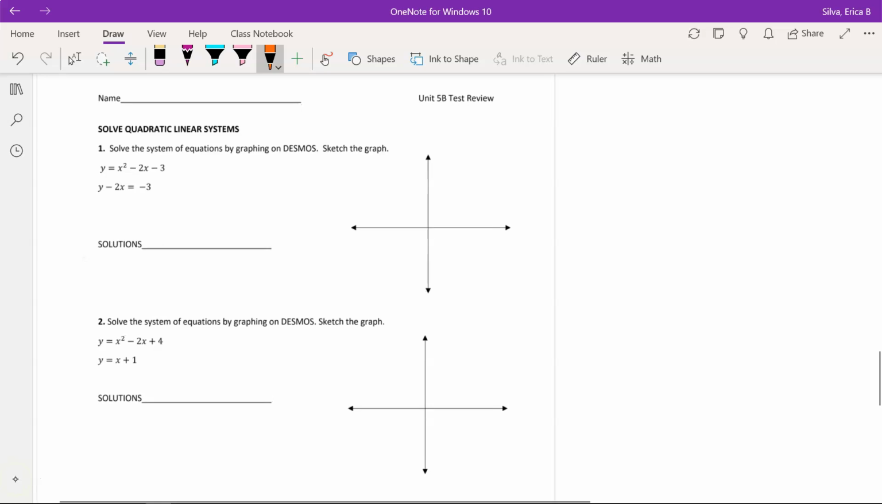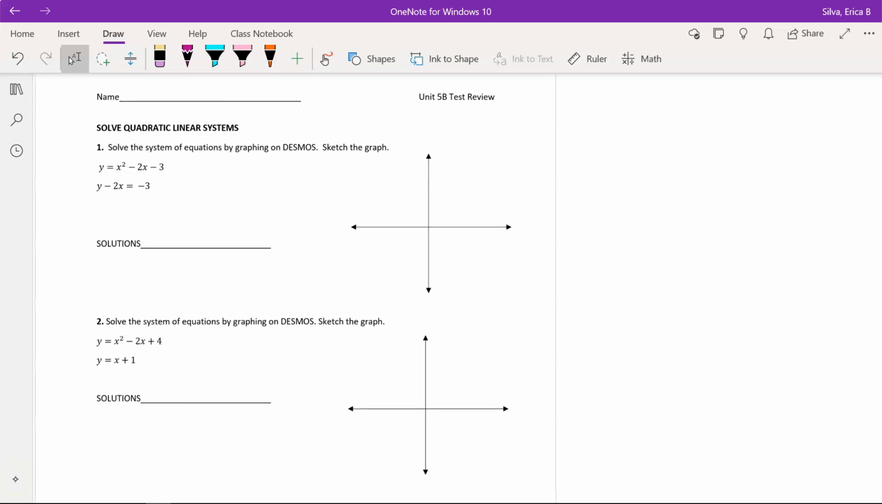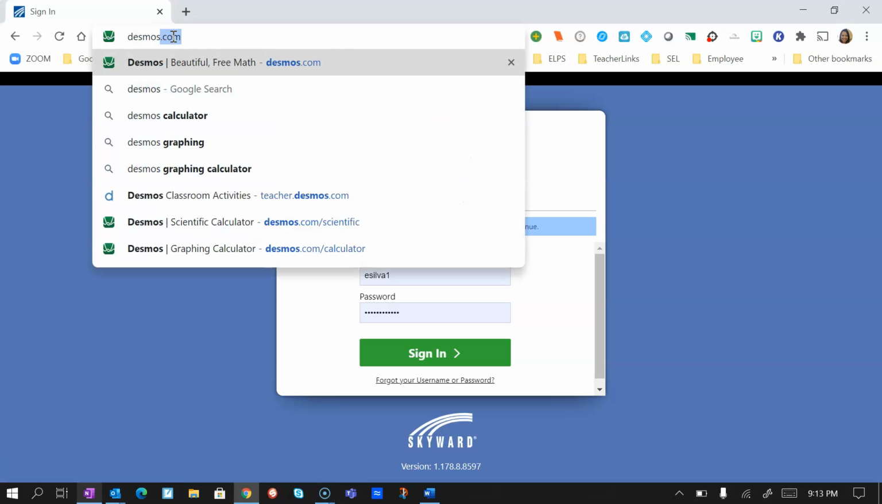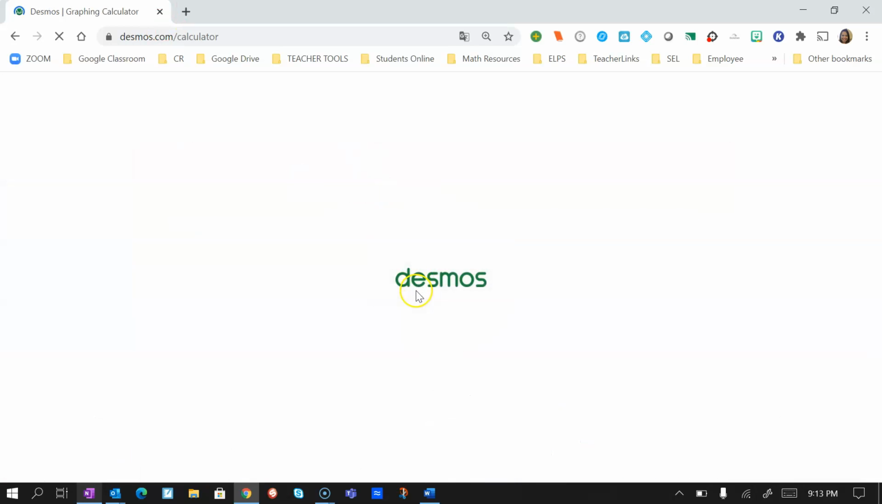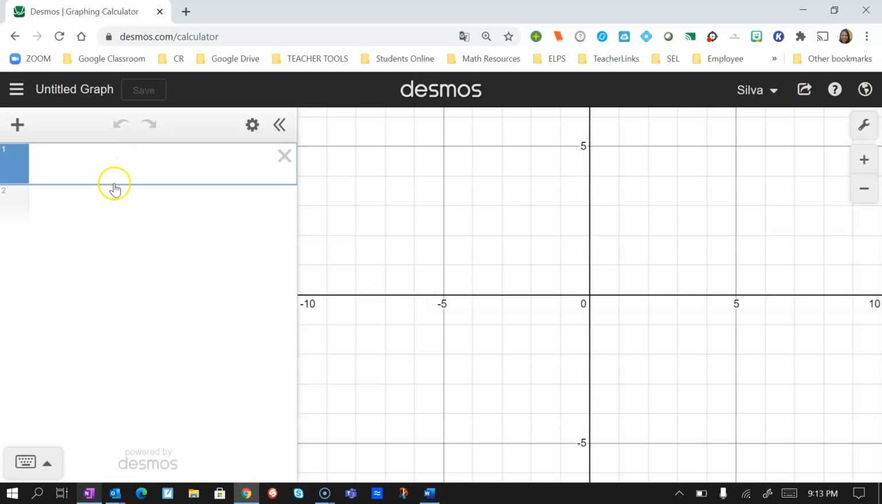Okay, for the remaining two, we're going to use Desmos. So if you can open Desmos.com. Okay, so we're going to go to Desmos.com. And when you get to this portion, you want to look at the graphing calculator. And once you get to the graphing calculator, all you have to do is type the equation.